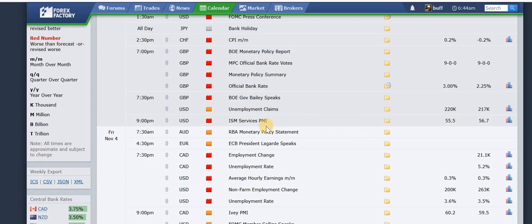Doesn't get any better. ISM services out of the US. And Friday, first Friday of the month, November. Canadian and US employment numbers or unemployment numbers, which for the US is the old non-farm payroll. So it's a huge week in news. So be careful.